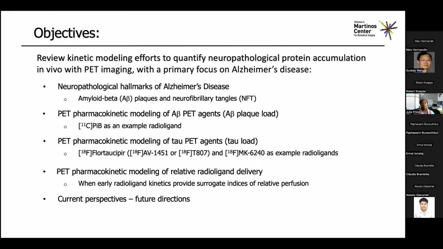And then I'll end with efforts to gain more than one outcome from a dynamic PET study using these radiotracers. Not only do they provide measures of amyloid and tau deposition, but can they also, looking at the early kinetics, provide surrogate measures of relative perfusion? And then I'll point to future directions.